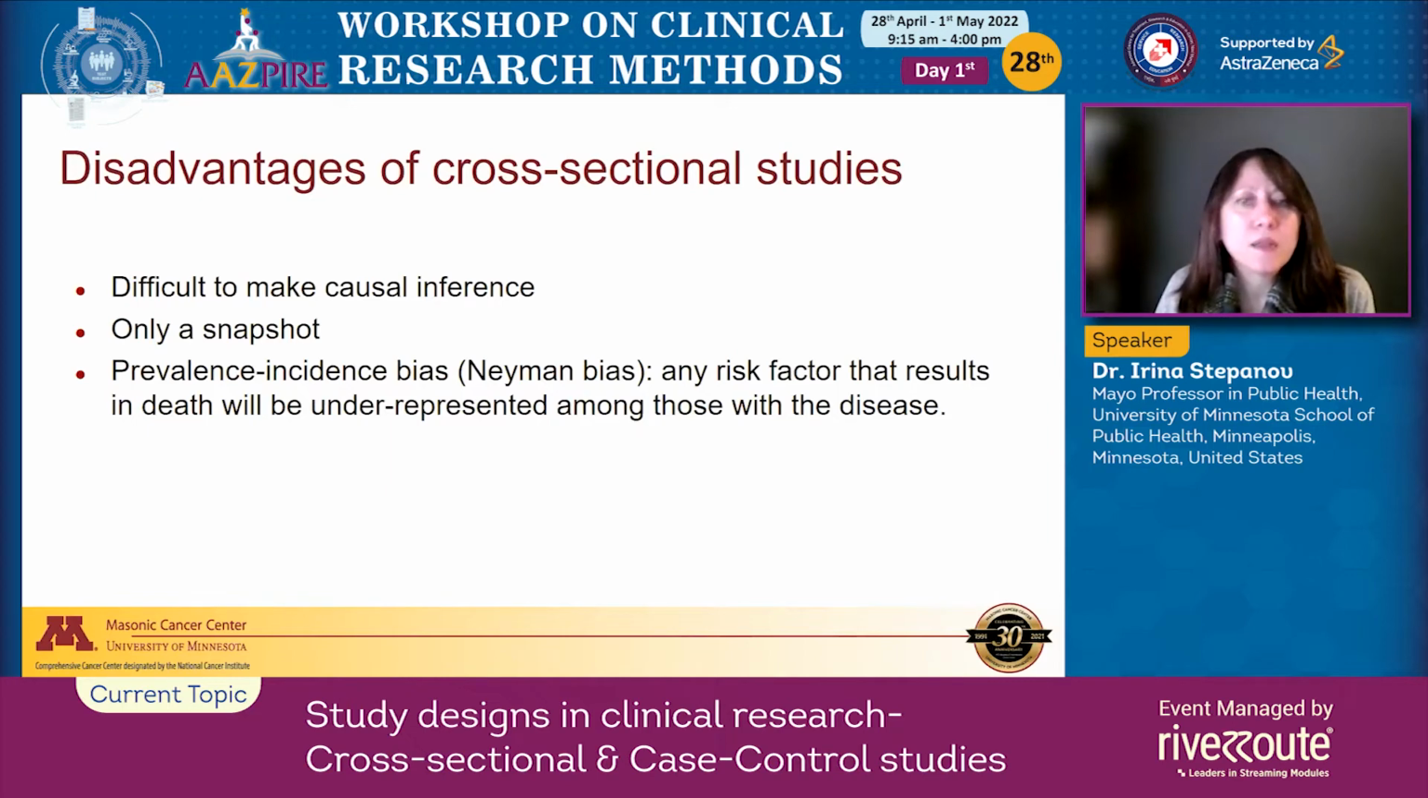And lastly, prevalence incidence bias. It's also called Neyman bias. And that is especially relevant in case of longer lasting diseases. So any risk factor that results in death will be underrepresented among those with the disease. So it's also a case of survival bias.